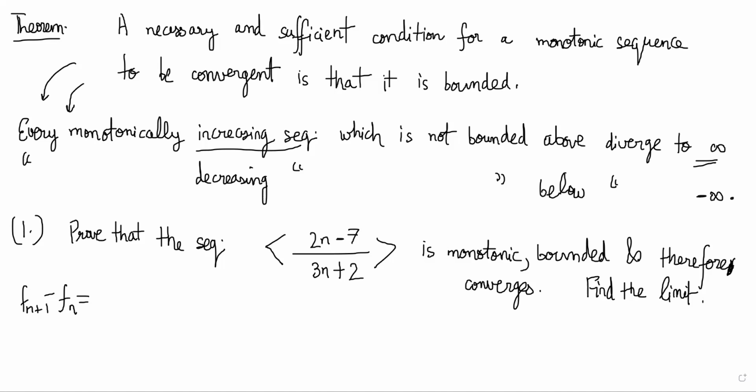Sir, 4n minus 4 upon 3n plus 2 times 3n plus 1. 4n minus 4. What is f of n plus 1? f of n plus 1 is 2n minus 5 upon 3n plus 1. Yes sir, I did it wrong. It is not 3n plus 1, it is 3n plus 5. Yes sir, 3n plus 5.